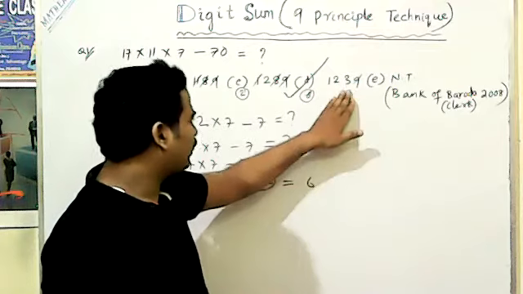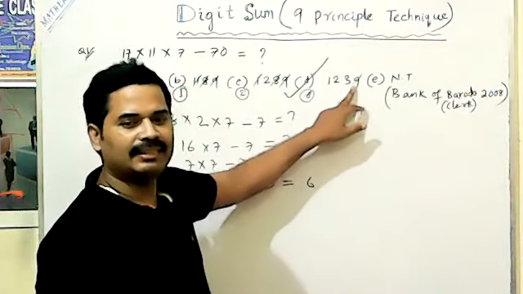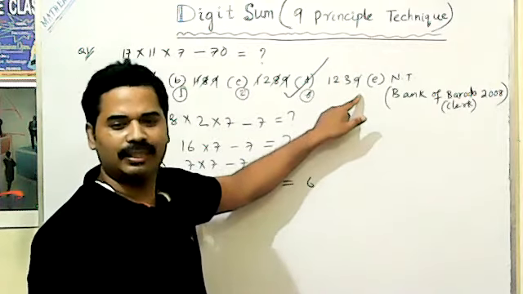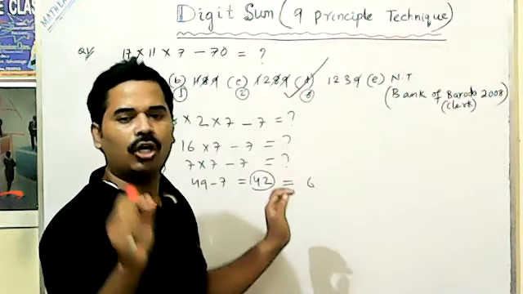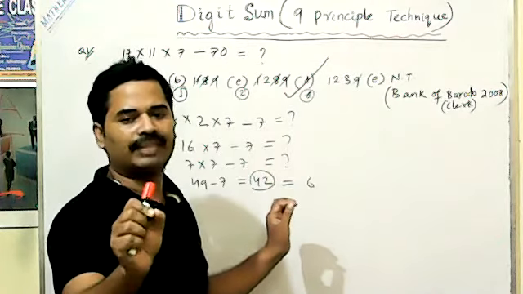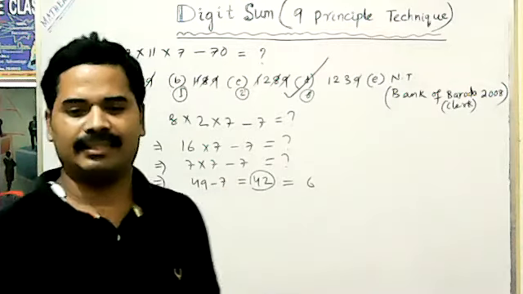Sometimes the digits are exchanged, for example 9 and 3, and then 6 will also come. In that case you have to check the last two digits or the unit digit, and by checking that you can find the exact answer.